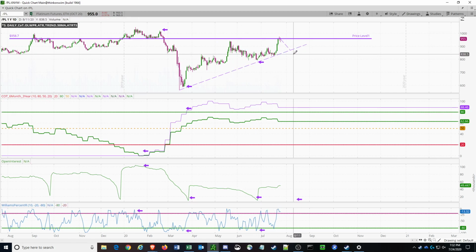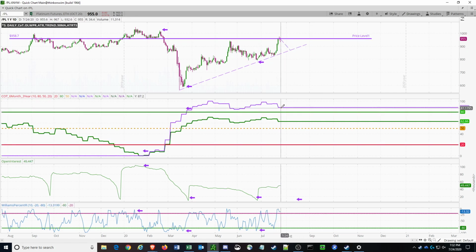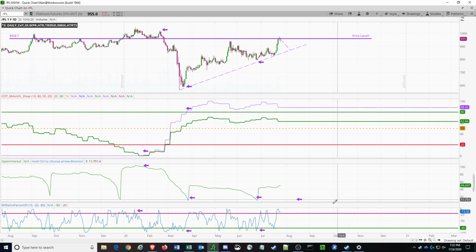We'll watch in the upcoming weeks, and then we'll report back, but COM's really bullish. Shorts increasing. WPR, overbought territory. All right. Moving on.